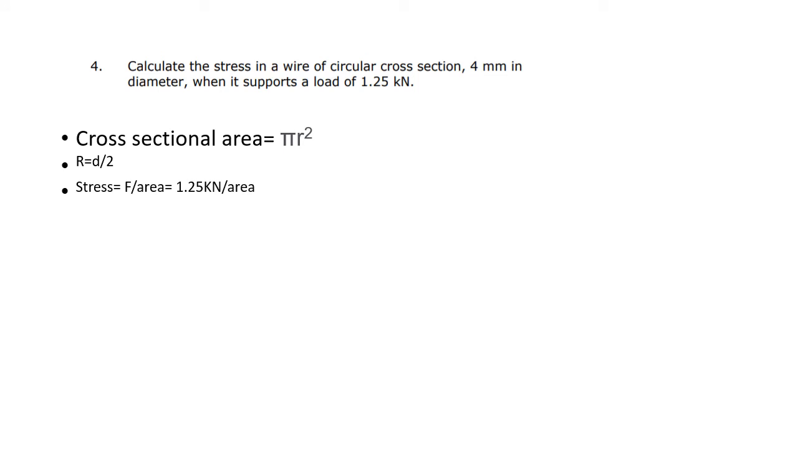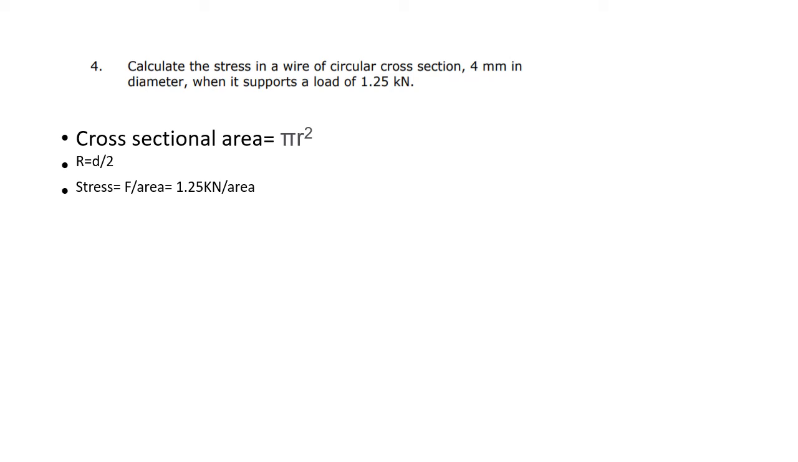So for question 4, it says calculate the stress in a wire of circular cross-section 4 millimeters in diameter when it supports a load of 1.25 kilonewtons. The cross-sectional area is the bit that might trip you up here.